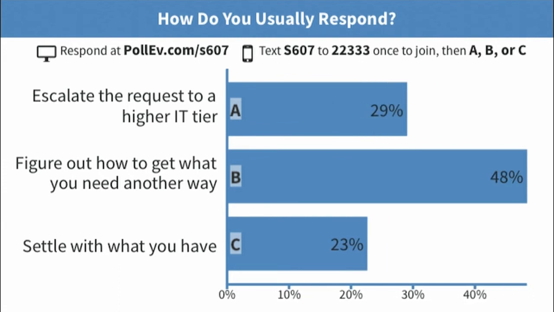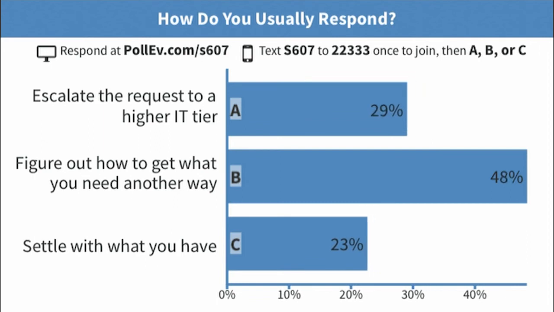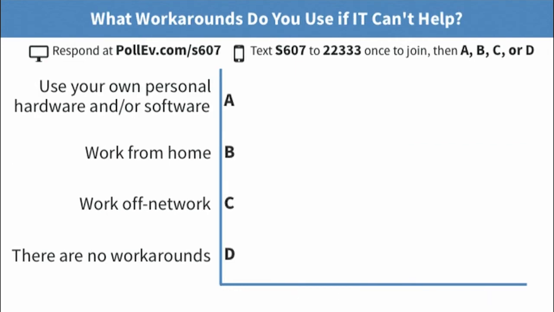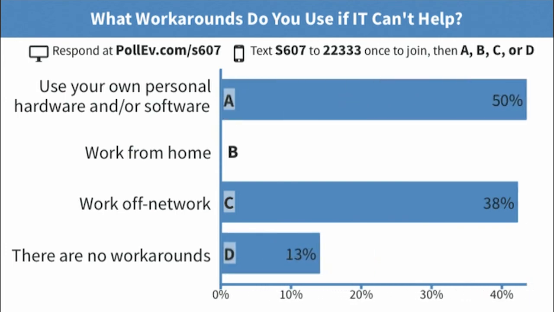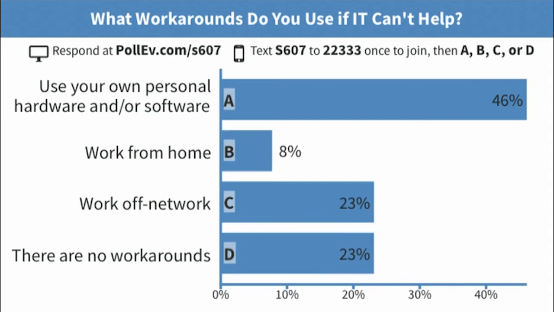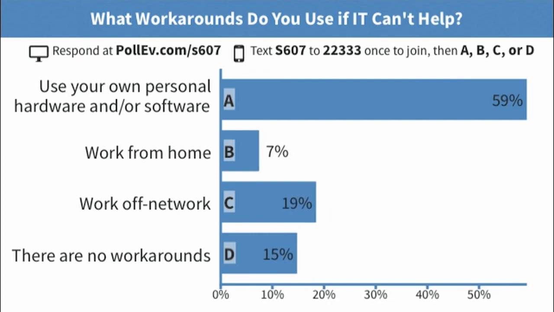So good, we have some industrious creatives who figure out how to get what they need another way, but I feel your pain on settling with what you have. Almost 50% figure out how to get it another way, which is probably not sanctioned by IT. We all want to be swimming together in the same pool here. So if you're one of those 50%, what workaround do you actually use? Do you bring in your own laptop, use your own software, work off network, work from home, or are there just no workarounds and it's sad? A lot of people, very interestingly, are using your own personal software and hardware. Wow, that's the big one.